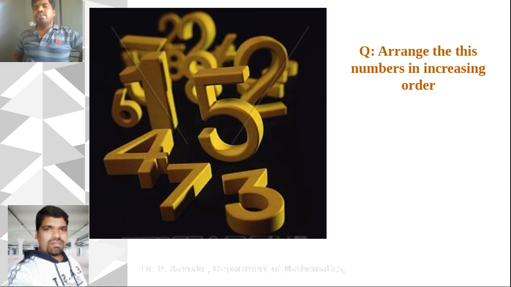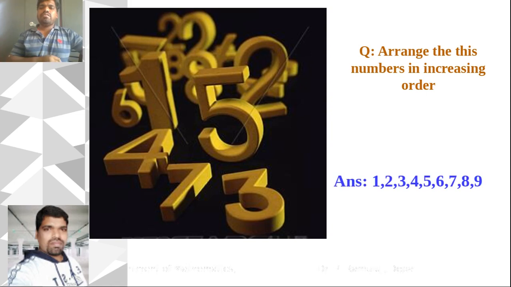Generally, they will say that it is easy, right? The answer is 1, 2, 3, 4, 5, 6, 7, 8, 9 only. These are in increasing order only. If I ask the student, they will show this only. It is very easy. Why? Because this is increasing order, right? Suppose I ask a different question.